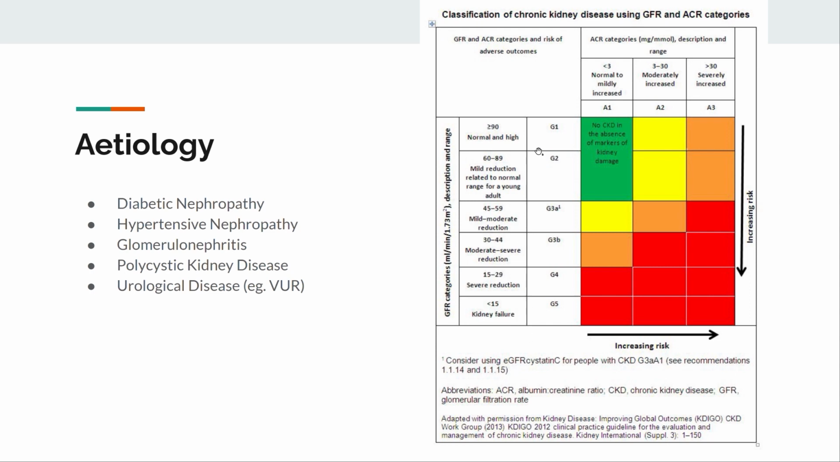The more protein that goes out in the urine, the worse their kidneys are working in terms of filtration. And GFR: a GFR greater than 90 is normal, and as it gets down to less than 15, that's severe kidney failure, end-stage renal disease.